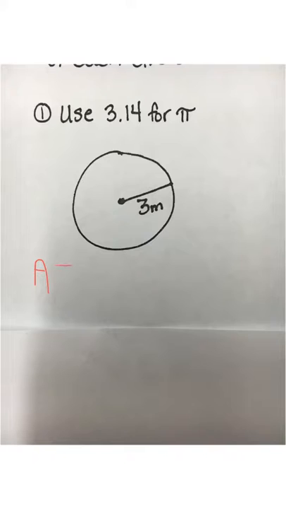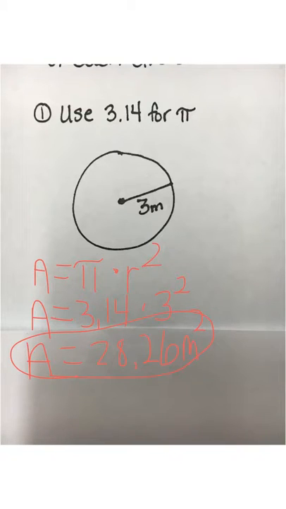Your formula for area is area equals pi times the radius squared. If you fill it in, it will be area equals 3.14 times 3 squared. Area will equal 28.26 meters squared.